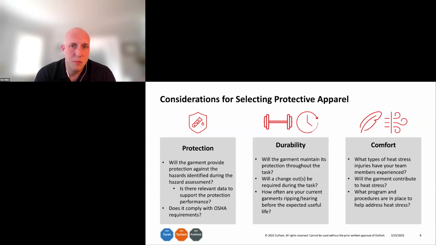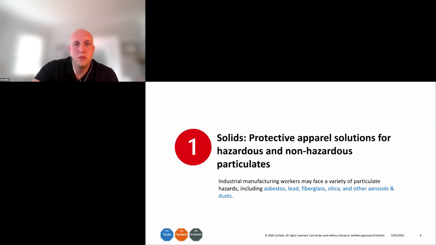But when it comes to wearing a protective garment, a lot of times that's a condition of employment. So at the end of the day, we want to make sure that they're protected first and foremost. So without further ado, I will turn it over to Dan to kick us off with solids.